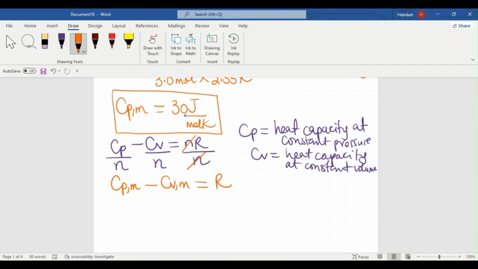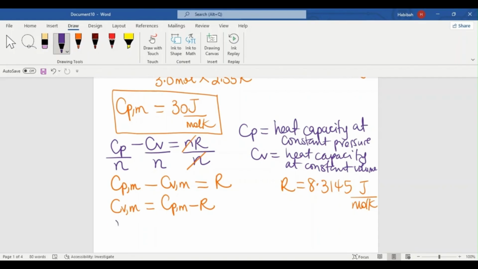So that's basically it. We have 30 joules per mole Kelvin, and we have the value for R to be 8.3145 joule per mole Kelvin. So basically, rewriting the formula, CVM ends up being Cp,m minus R. So this is basically the information. We just substitute. So you have Cv,m equals CPM, that will be 30 joules per mole Kelvin.